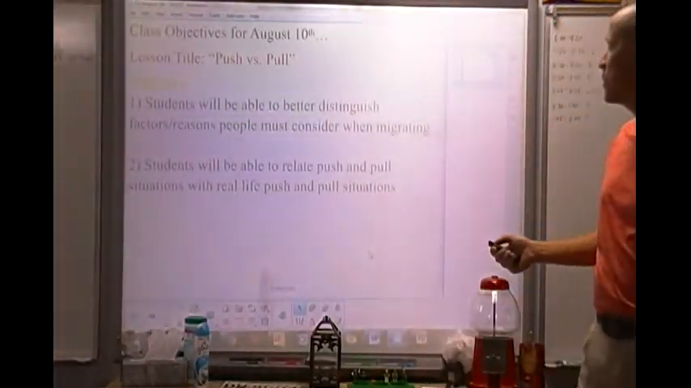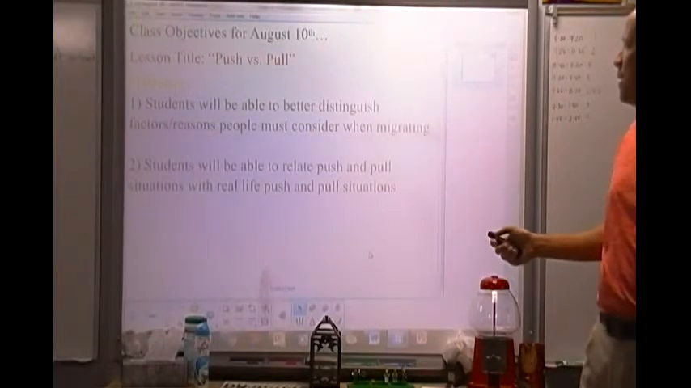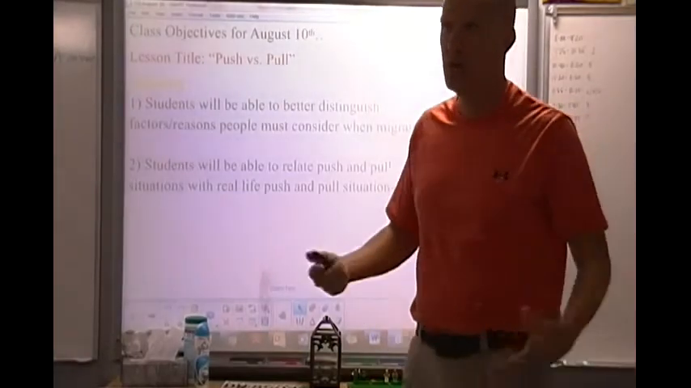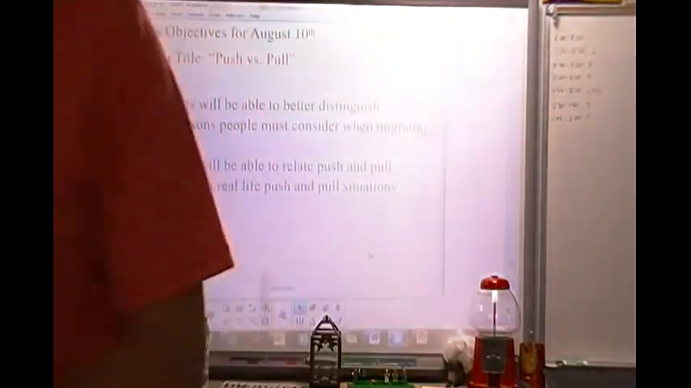I think we are good with number 1. We're going to take a 1-minute break, and we're going to come back with number 2 and figure out how push and pull factors are actually in our life. Okay, 1-minute break, go.